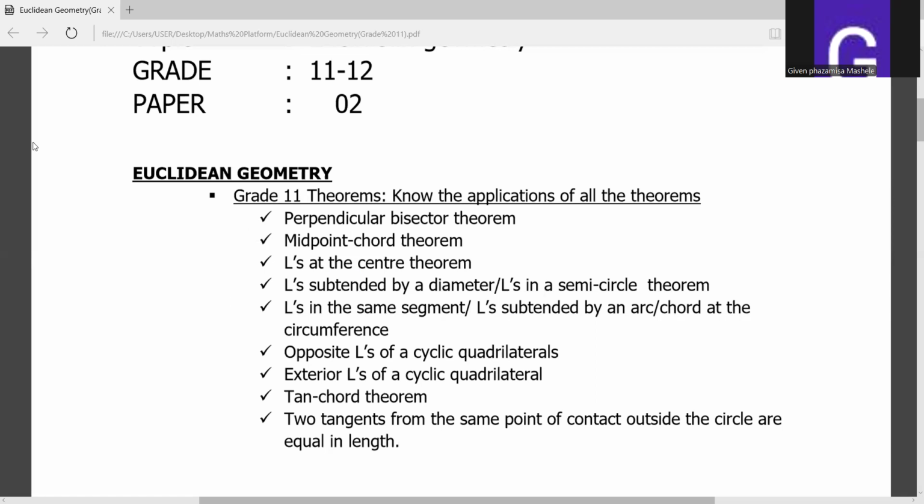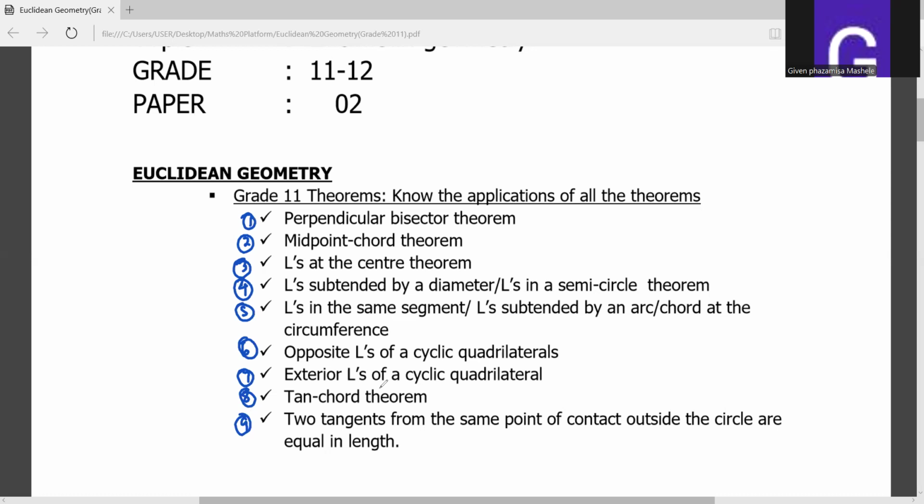We'll start with the first one. The first one is called the perpendicular bisector theorem. After the perpendicular bisector theorem, we'll move on to the midpoint chord theorem. Then after the midpoint chord theorem, we'll move on to the angle at the center theorem, angles subtended by diameter, angles in the same segment, opposite angles of a cyclic quad, exterior angle of a cyclic quad, tan chord theorem, and two tangents from the same point outside the circle.